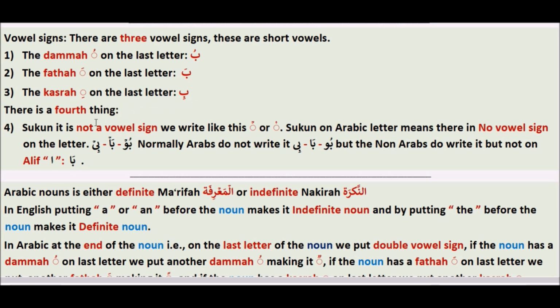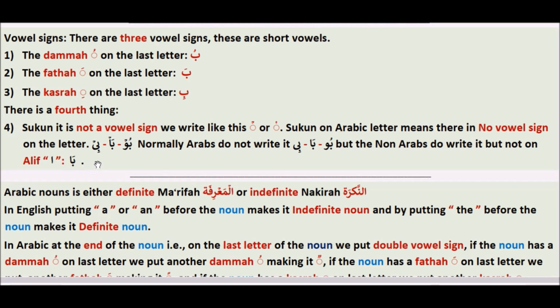There is a 4th thing, Sukoon. It is not a vowel sign. We write this in 2 ways normally. We non-Arabs write like this. Sukoon on an Arabic letter means there is no vowel sign. Like Bu, Ba, Bi. We do not pronounce Ya over here, we do not pronounce Alif over here, and we do not pronounce Ba over here. Normally, Arabs do not write the Sukoon, but the non-Arabs do write it, but not on Alif.